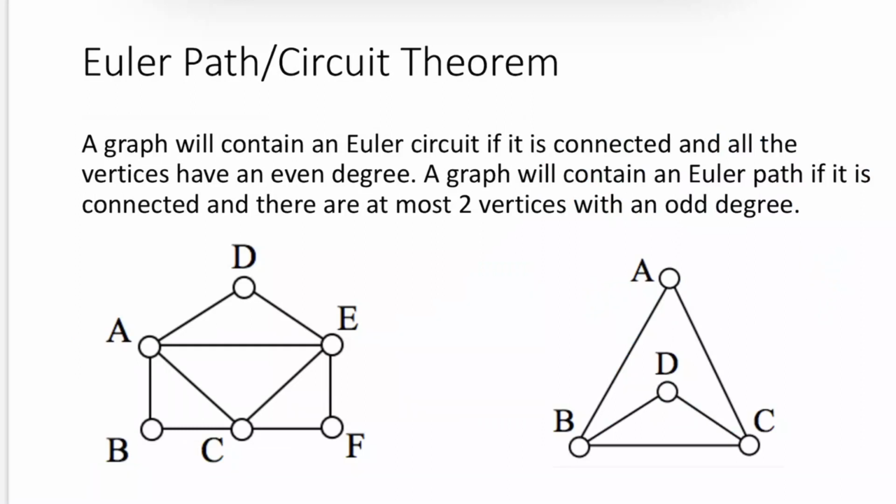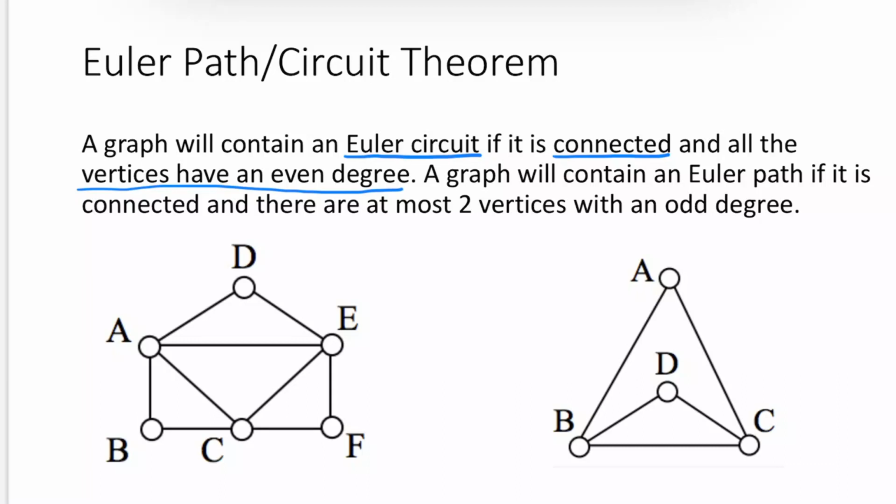The Euler path and circuit theorem says that a graph will contain an Euler circuit if it is connected, because you have to be able to get to all of the vertices. So if it's not connected, that wouldn't work. And if all of the vertices have an even degree. So that's the Euler circuit theorem. Basically the reason all of the vertices have to have an even degree is because you need to be able to go into the vertex and leave it in order to have a circuit.